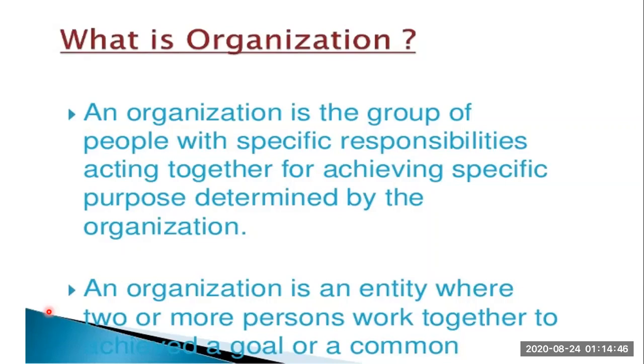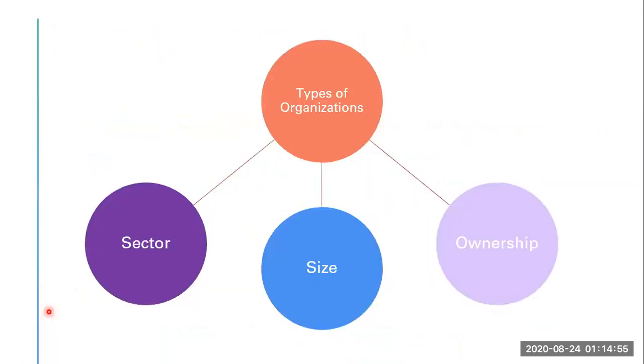I'm going to ask you something. Do you remember the classification of organizations? We were talking about 3 of them. Here they are. So we were talking about types of organizations. You can classify organizations by sector. You can classify organizations by size. You can classify organizations by ownership. Okay?